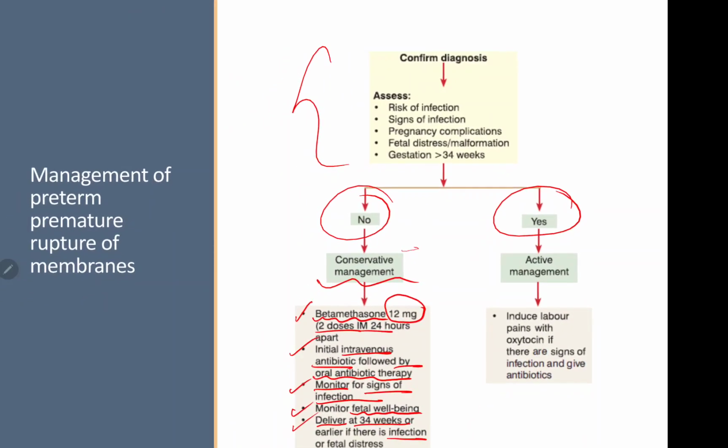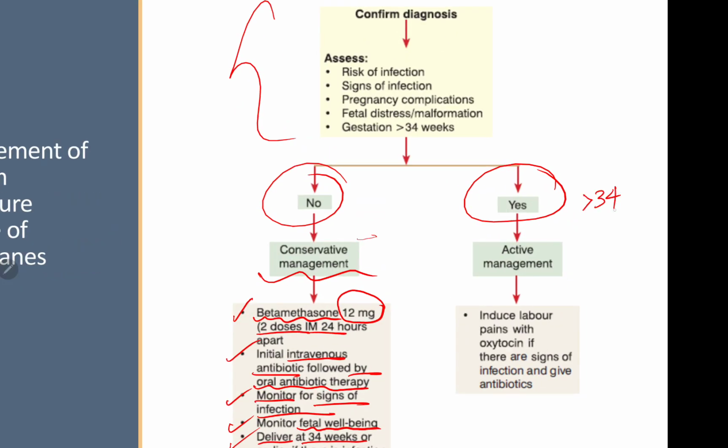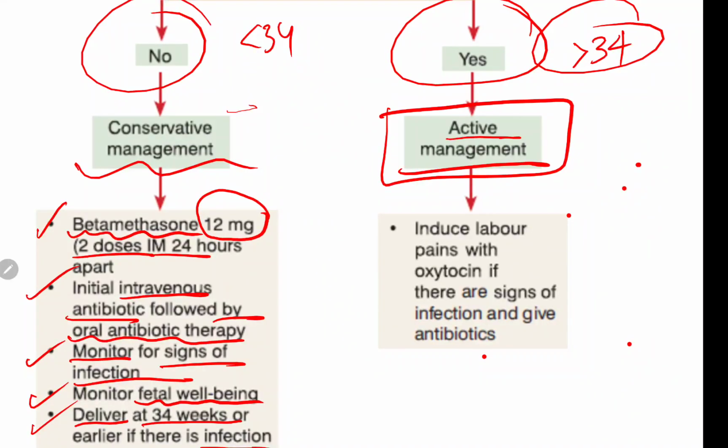Now, if there is a risk of infection, pregnancy complication, fetal distress, or the gestation is more than 34 weeks, then what do we need to do? We have to move on to active management. What does active management include? Active management includes inducing labor with oxytocin.